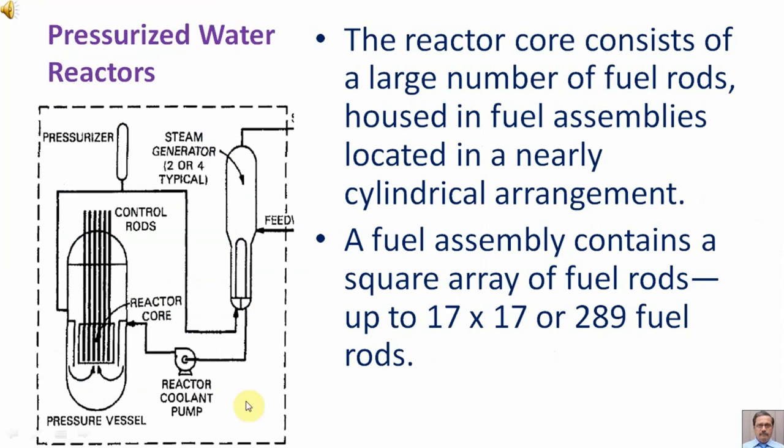This is the reactor core. The reactor core consists of a large number of fuel rods housed in fuel assemblies located in a nearly cylindrical arrangement. A fuel assembly contains a square array of fuel rods up to 17 by 17, or 289 fuel rods.